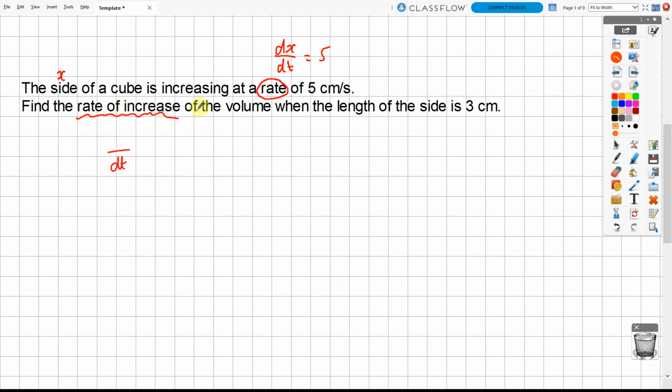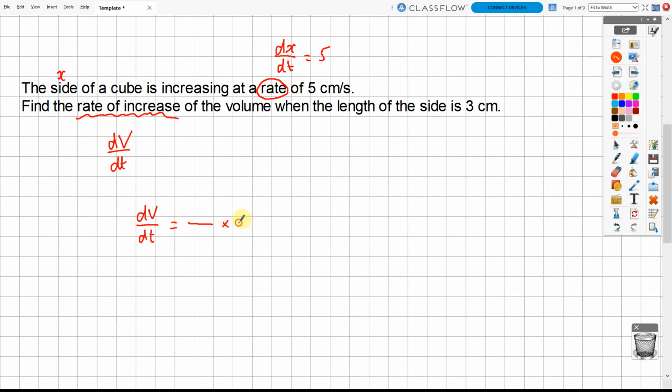Find the rate of increase of the volume. Well, that's going to have to be dV. So we've got dV by dt, we've got dx by dt. Using what we saw at the beginning of this video, we're now going to try and put all that together. We are supposed to work out the rate of increase of the volume. How can we make that happen?